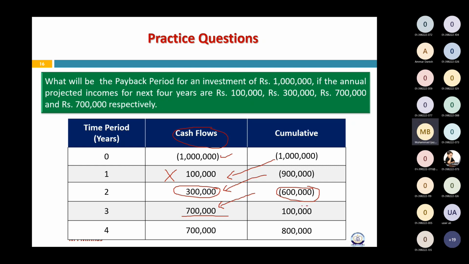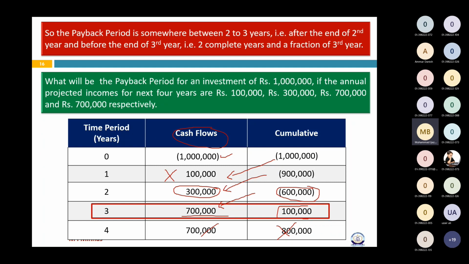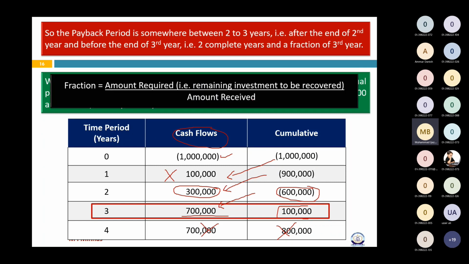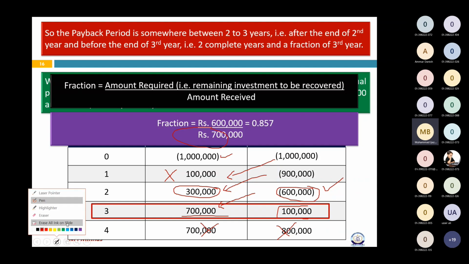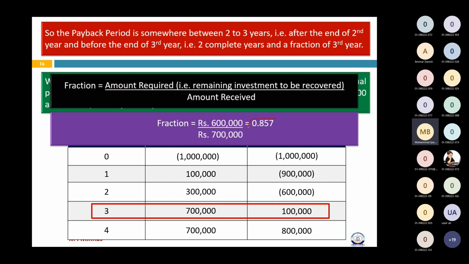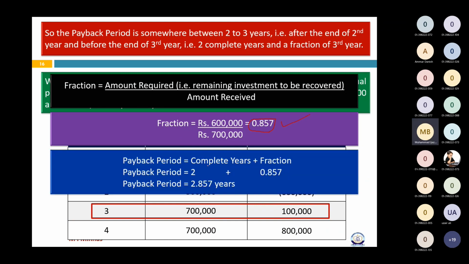So this is the profit that we made, but we ignore whatever happens after the payback period. How to calculate the fraction? You already know that 600,000 were expected, but out of which I actually received 700,000. So my fraction is 0.857. So the payback period would be 2.857 years, right? Please note down somewhere, this is the method that you will use for your exam purpose. You don't need to draw all of this example.